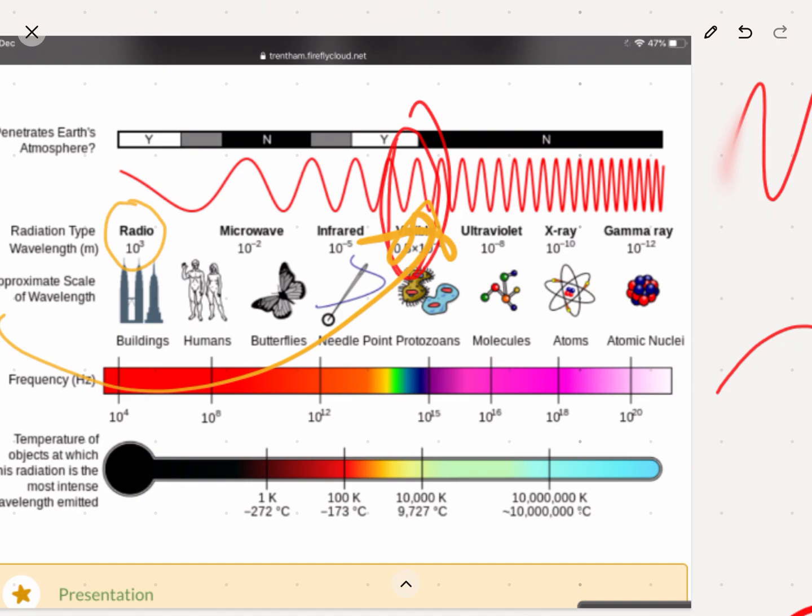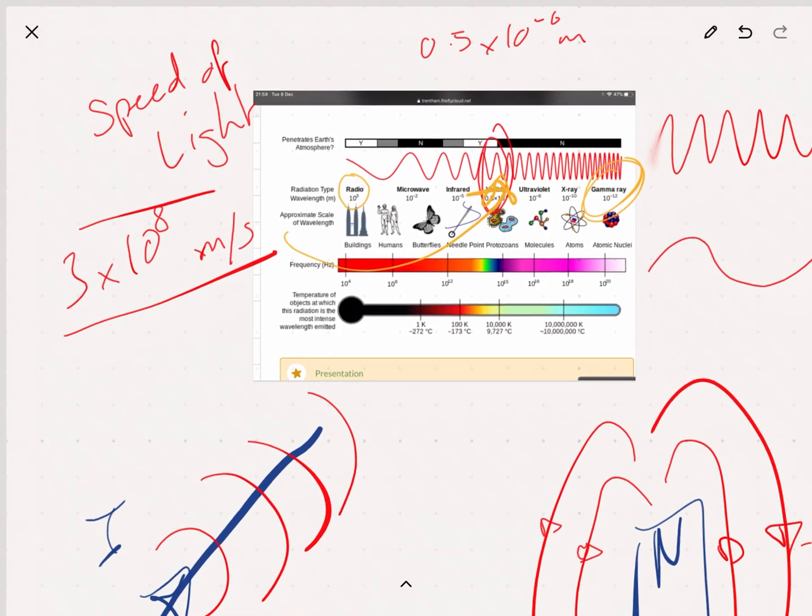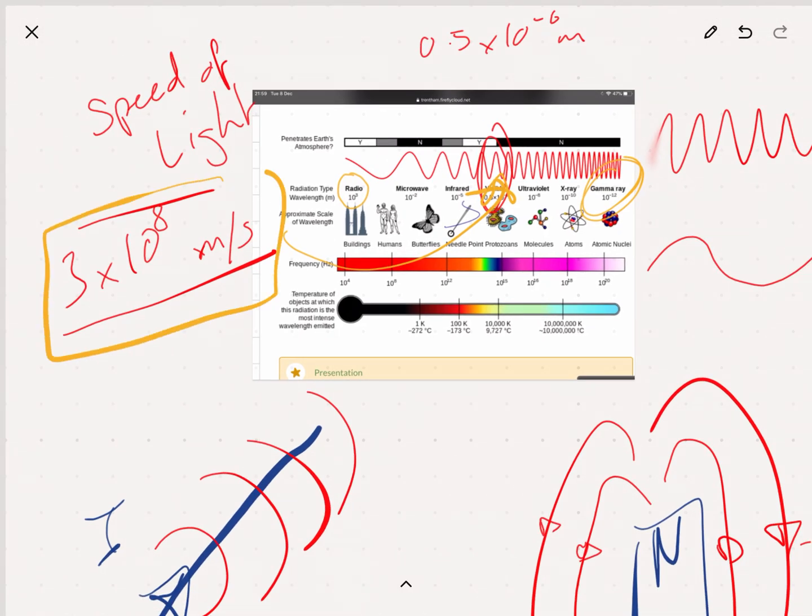So radio waves, which have a long wavelength and low frequency, all the way up to gamma rays, which have a very small wavelength and very, very high frequency. They all, however, travel at the same speed. They cover the same amount of distance each second. It's just some are oscillating at a great frequency and some are oscillating at a lower frequency.